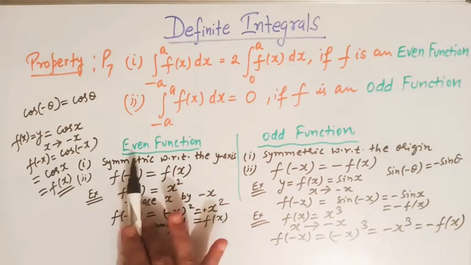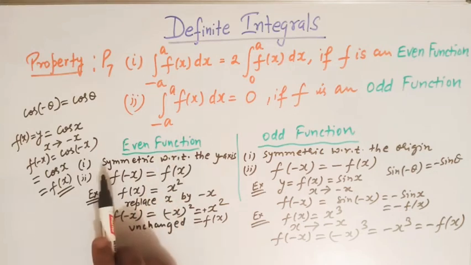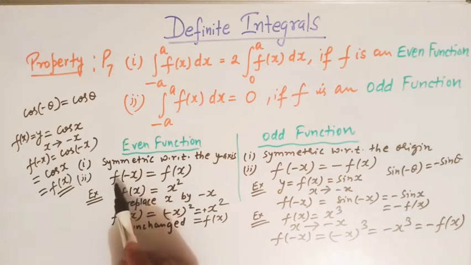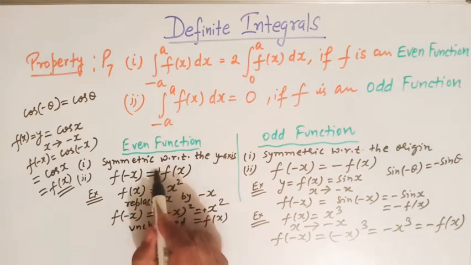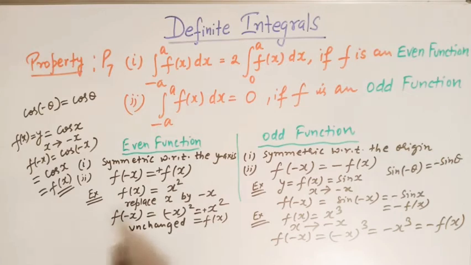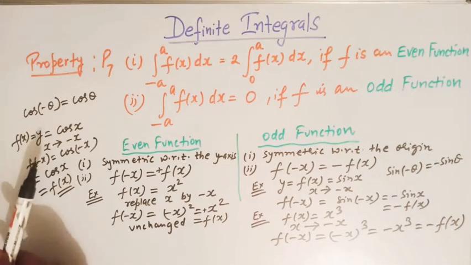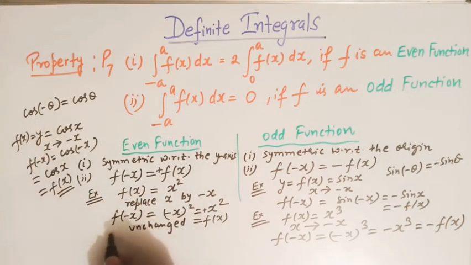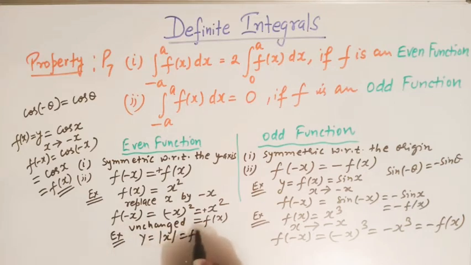So what is an even function? A function is said to be even function if it is symmetrical with respect to y-axis, or f of minus x is equal to plus of f of x. Examples are the quadratic function, and here we have the cosine function, right? Here also we can cite one more example, that is the absolute value function, right? So absolute value function is also an even function.